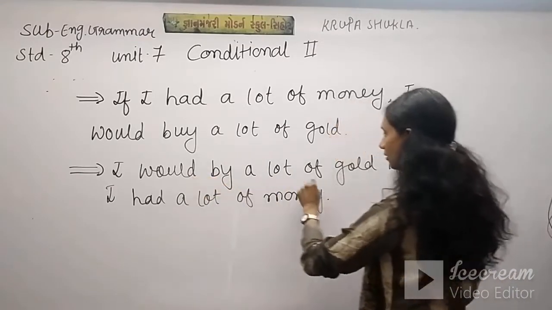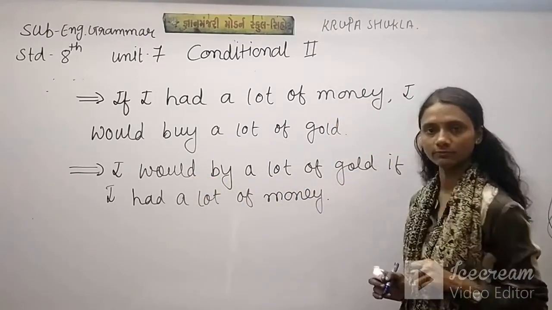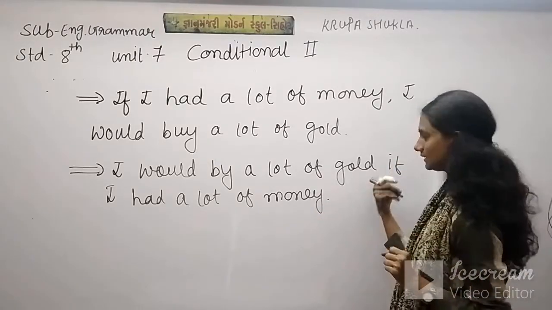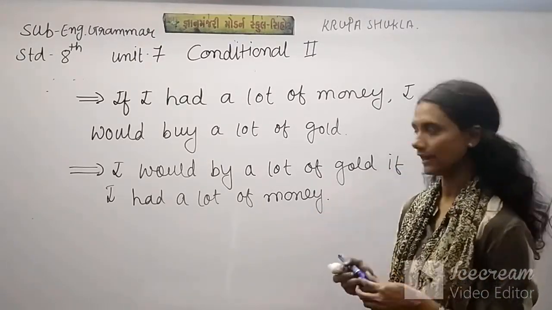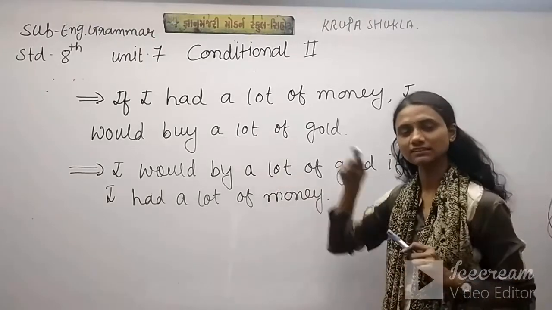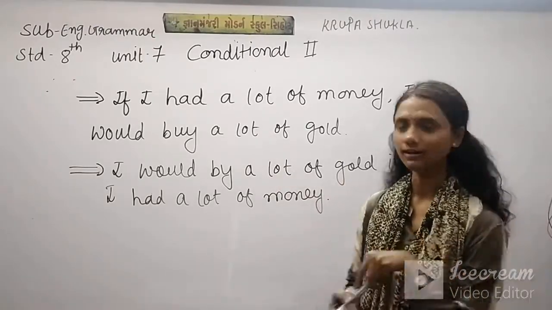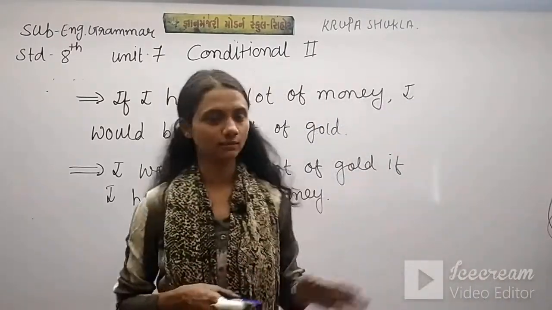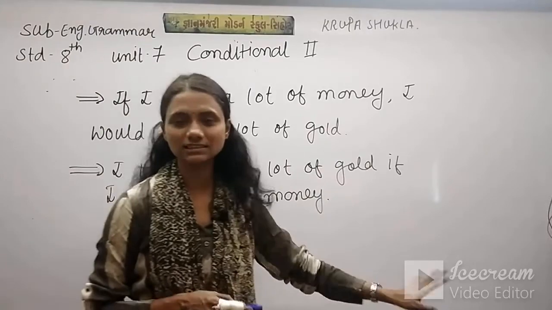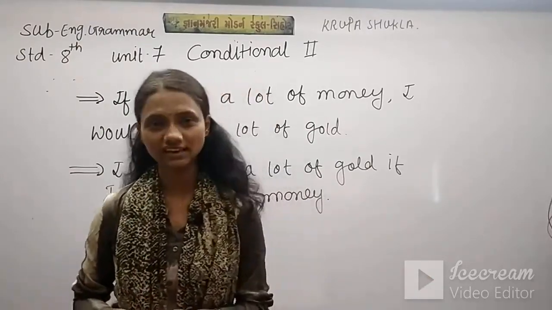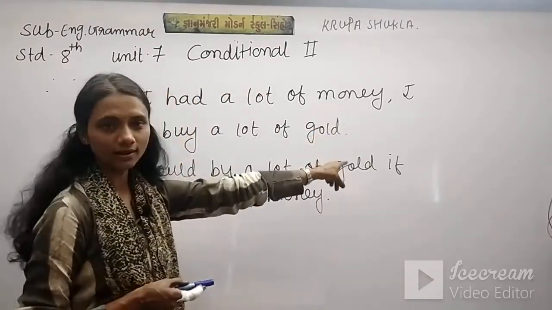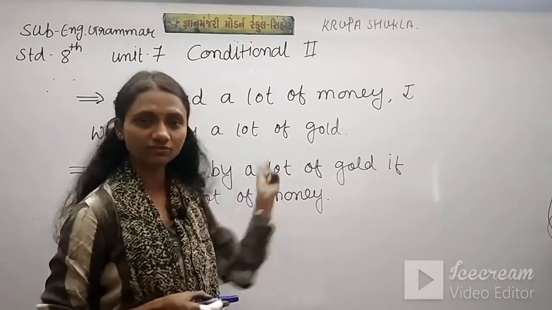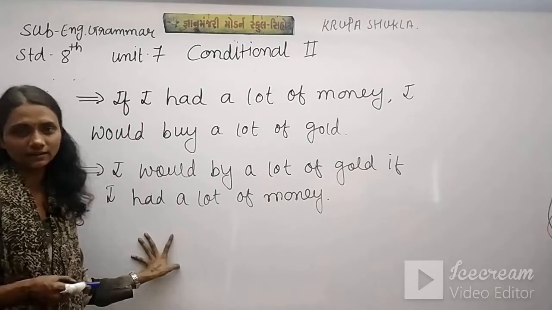I would buy a lot of gold if I had a lot of money. Here we have the if part second, so we didn't put this comma here. So when you have the if part first, only at that time use a comma. Okay, the meaning will not change, the meaning will be the same. The meaning of these two sentences is the same. There is no change in meaning. Just put a comma between the two parts when you have the if part first. Remember this and note down this.